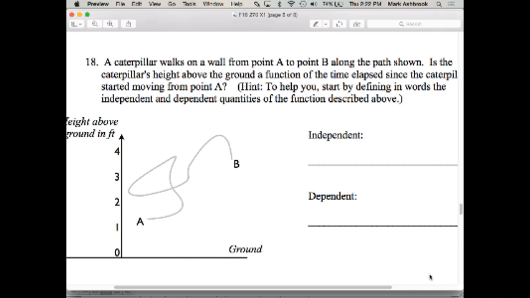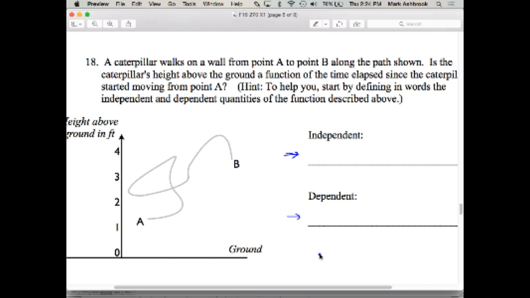Okay, so I want you to grapple with that with the people at your table. As a hint to help you, start by defining exactly what your independent quantity in this relationship is and your dependent quantity, to determine if you have a function or not. So do you have a function or not, and why? Identify thoroughly what the independent and dependent variables are, and then talk about this question. That's just the path.